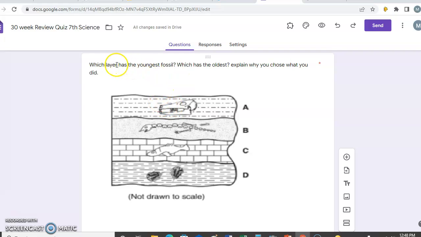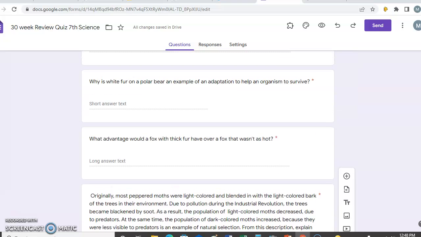So the layer with the youngest fossil, the youngest fossil is said to be most recent. So the layer with the youngest fossil is A. The oldest fossil is D. So why did you choose that? Because A is on top, that means it's the youngest. D's on the bottom. It's the oldest.